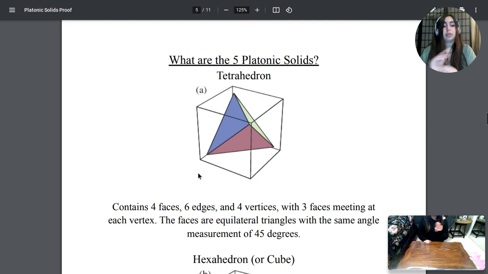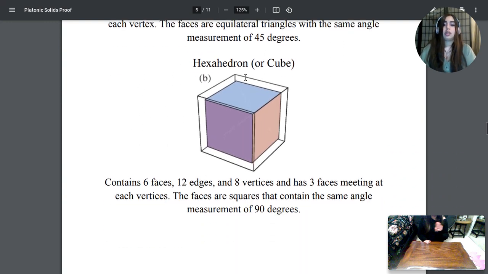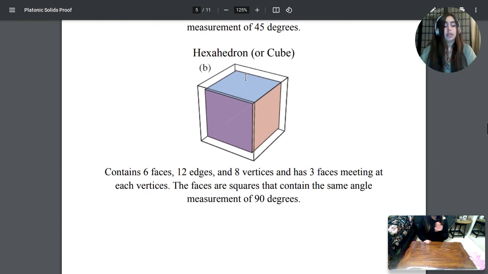So let's get a little bit further into what the Platonic solids are. First we have the tetrahedron, and it contains four faces, six edges, and four vertices, with three faces meeting at each vertex. And it's made up of equilateral triangles, which has the same angle measurement of 45 degrees on each angle. The hexahedron, otherwise known as the cube, contains six faces, 12 edges, and 8 vertices, and has three faces meeting at each vertex.